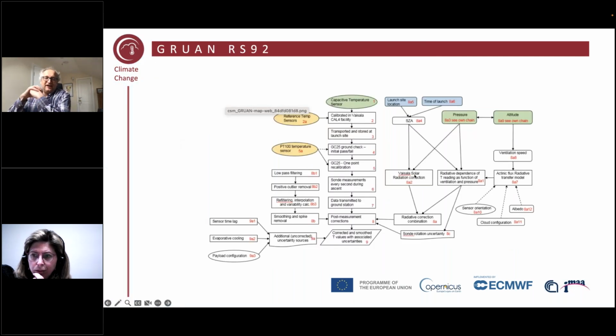So this is just giving you a view on what is required to consider in the GRUAN RS92 product. This is the processing chain of that product. And the important thing in here, this is findable, by the way, in GAIA-CLIM, which is a Horizon 2020 project that finished in 2018.